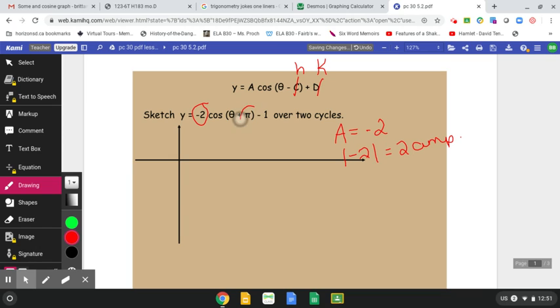We have a value of pi for h. Is it positive pi or negative pi? Negative pi, you switch your sign. And for k, keep the sign, so -1. So you are going pi to the left and 1 down, just so that you know what's going on.